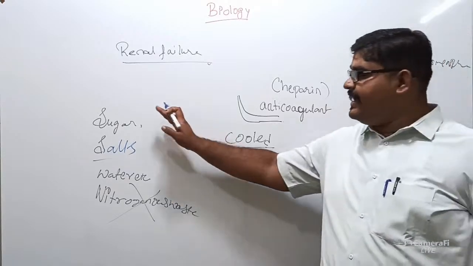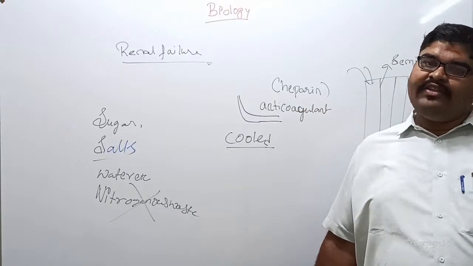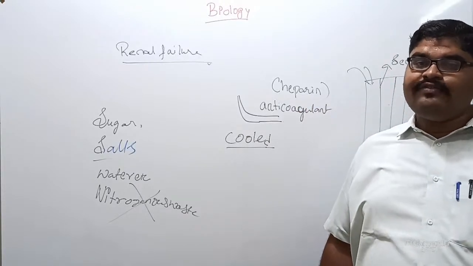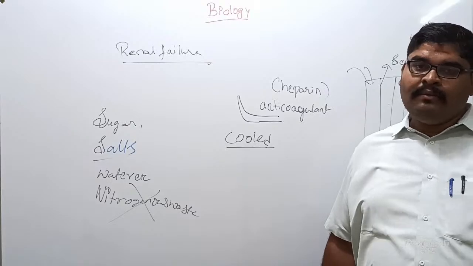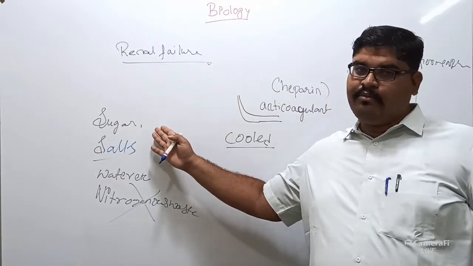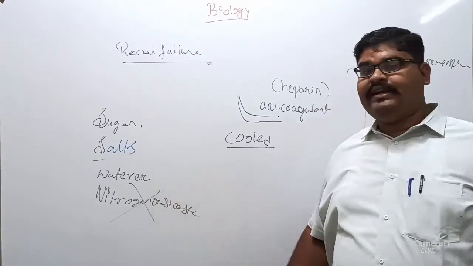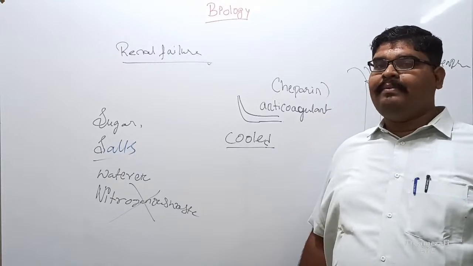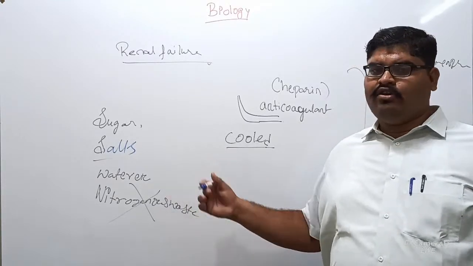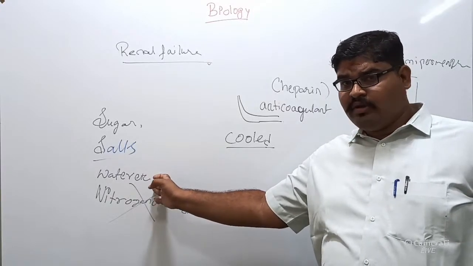So this dialysate is of the same concentration as that of our blood. That means whatever normal amount of sugar we have in our blood, the same amount of sugar we have in the dialysate. Salts are also the same, and the water contents are also the same. The water content means the plasma and all those things, they are all the same. Then it also consists of many dissolved substances.